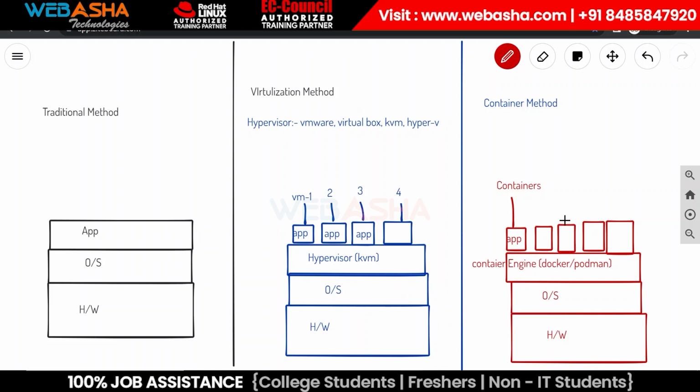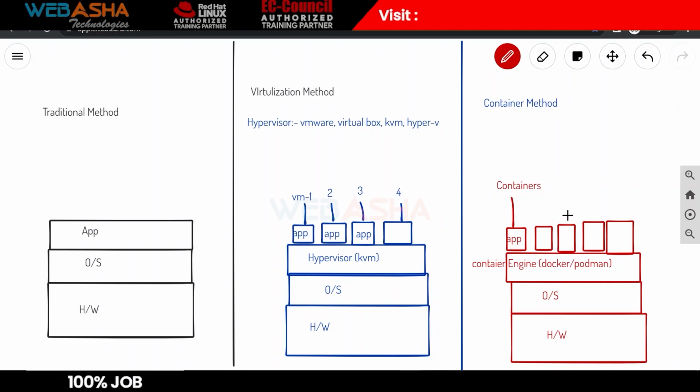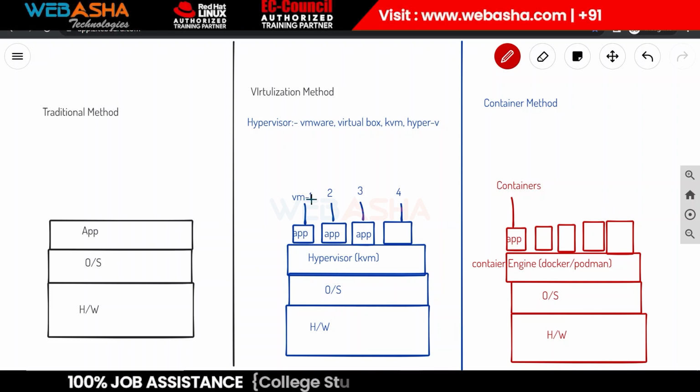In the case of container, the advantage of container is we can run more applications, we can create more containers compared to virtualization, right? Same thing in the case of container, the process that you want to run, only that process is going to run. But in the case of virtualization, or in the traditional method, a lot of unwanted applications have to run.